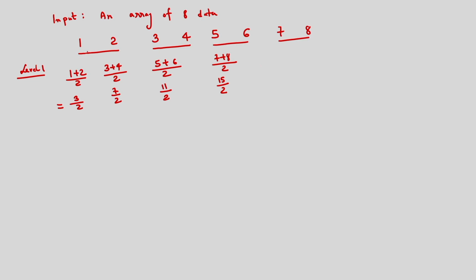So from 1 and 2, I can determine the detail component, that is 1 minus 2, the difference between these two, divided by 2, so it will be minus 1 by 2. Similarly, for 3 and 4, I can determine the detail information, that is minus 1 by 2. So I will be getting minus 1 by 2, minus 1 by 2 like this.